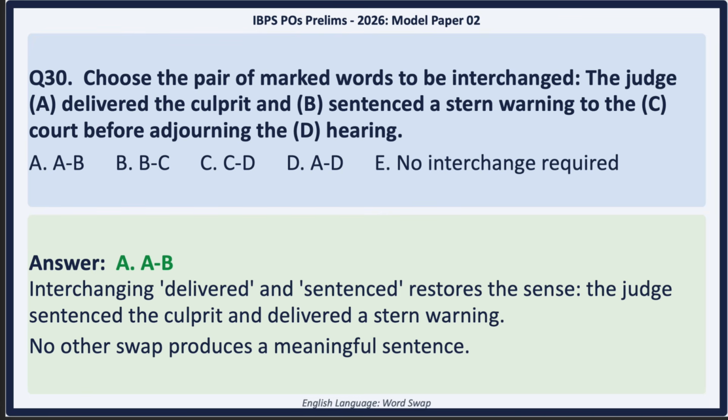And it shows why collocations matter in legal terminology. A judge does not deliver a person, and you cannot sentence a warning. So we swap them. Yes, to restore the rigid idiomatic framework. A judge sentences a culprit, assigning punishment, and delivers a warning, speaking it. The correct choice is A, swapping A and B, delivered and sentenced.